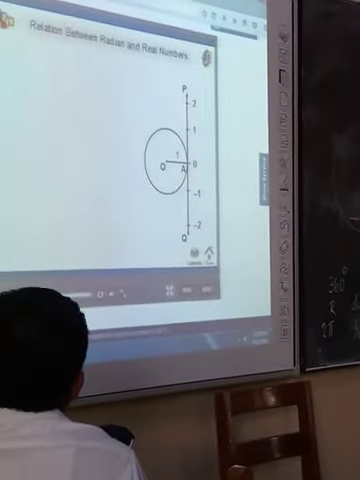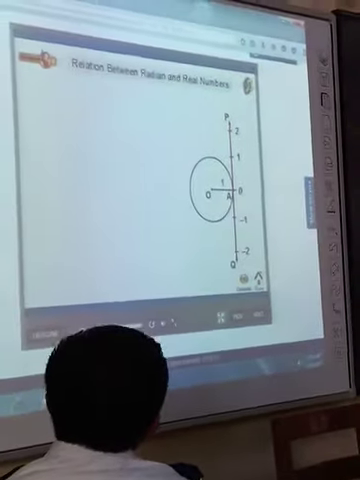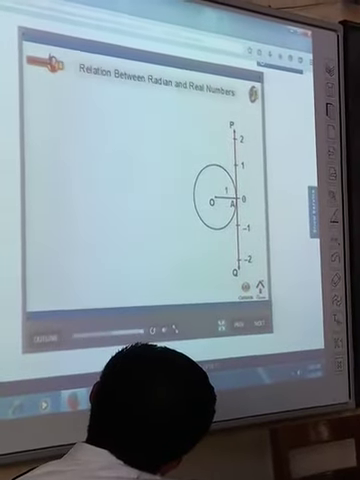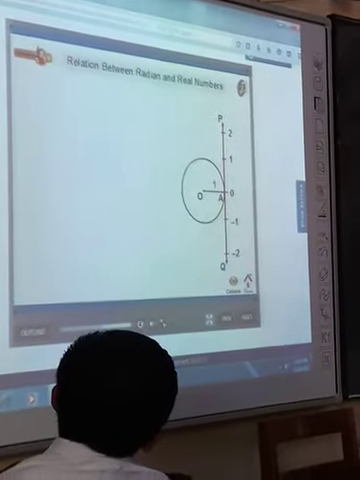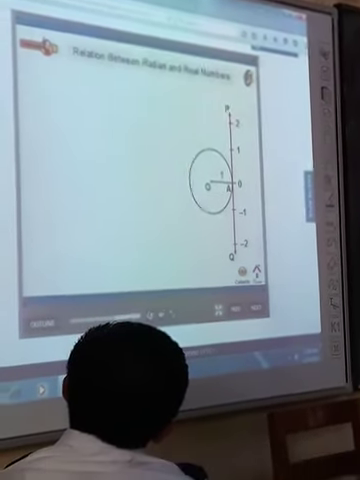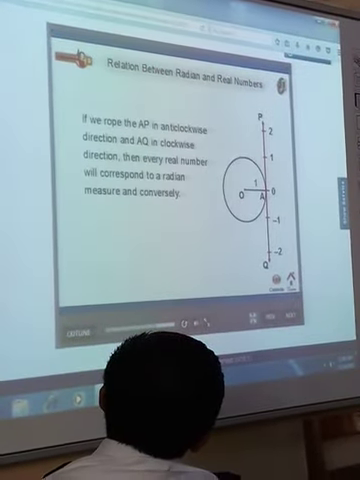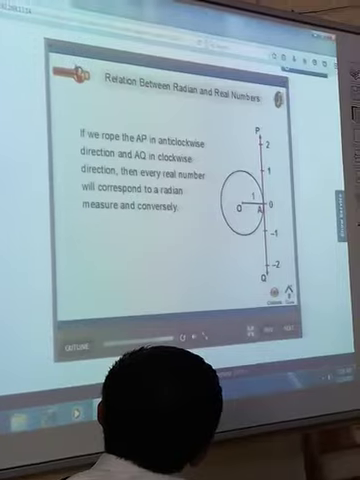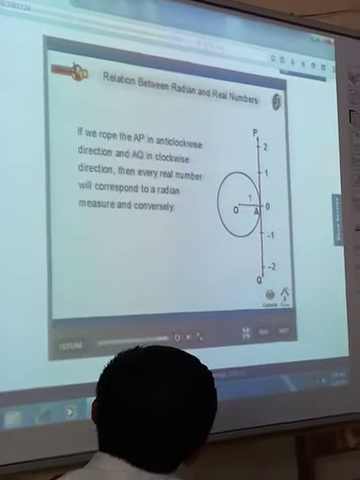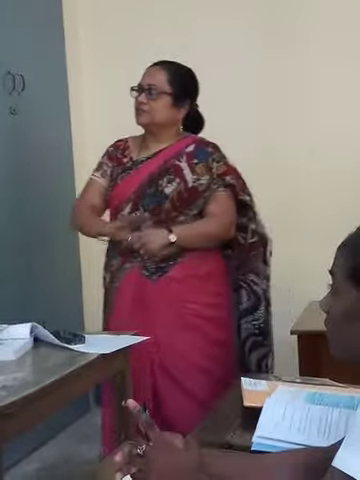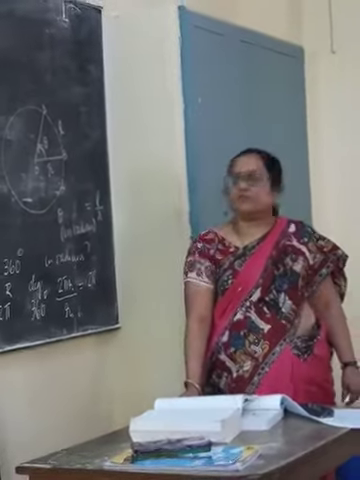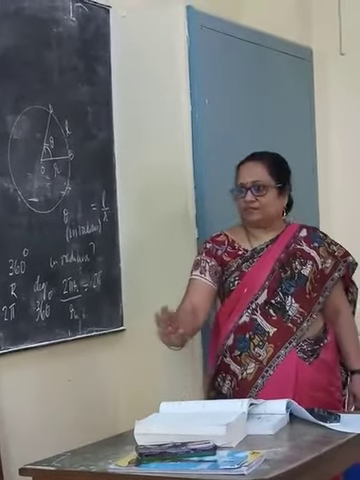Consider the line PAQ, which is tangent to the circle at A. Let the point A represent the real number 0, AP represent the positive real numbers, and AQ represent the negative real numbers. If we rotate the line AP in the anti-clockwise direction along the circle and AQ in the clockwise direction, then every real number will correspond to a radian measure, and conversely. Do you understand the connection? Thus, radian measures and real numbers can be considered as one and the same.